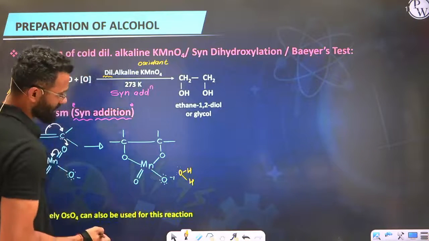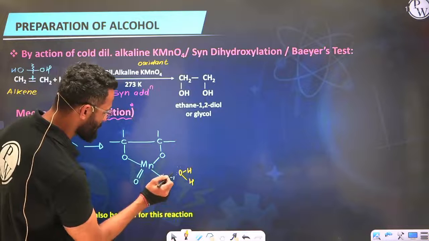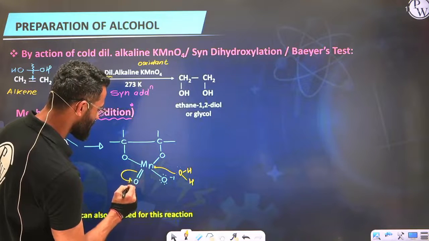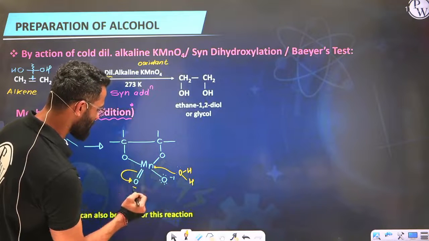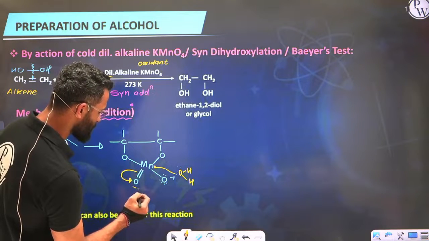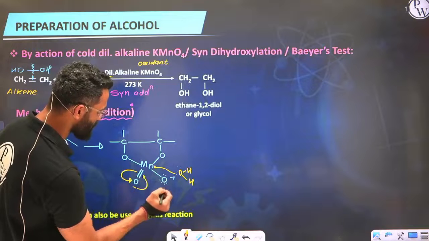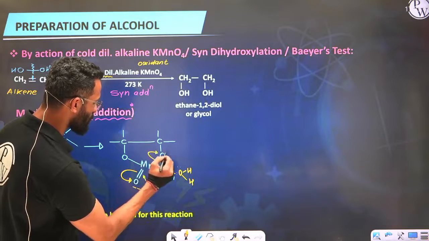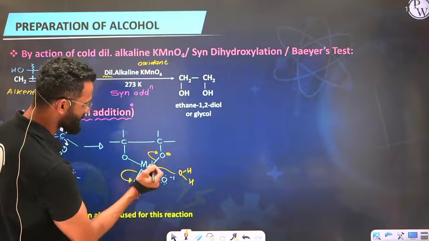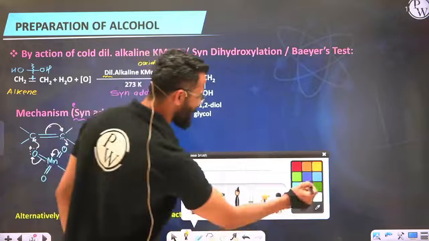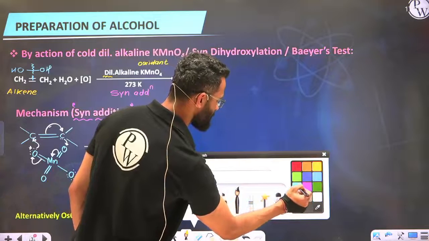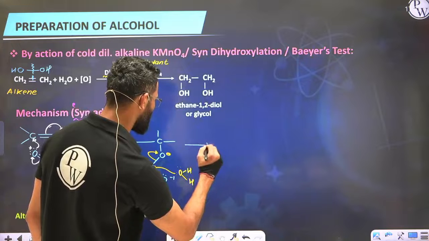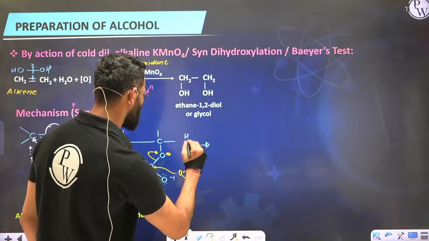I repeat again. O attacked at manganese. This bond will break, so O will become O minus. Now both are equivalent. So further, let's say this O minus delocalizes back to regain the double bond. This bond will break towards O, making it O minus. So see, manganese and oxygen bond have been broken. And now this O minus is all set to accept H plus from a solvent.